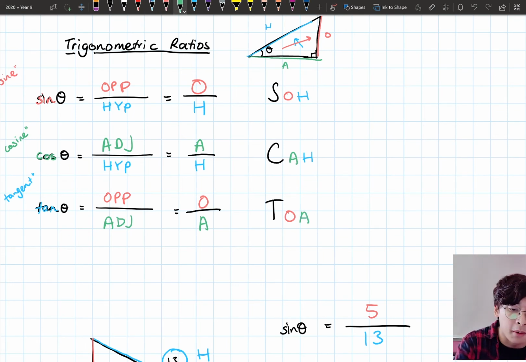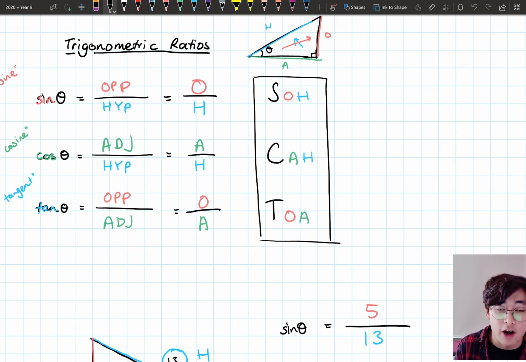So we use this acronym of SOHCAHTOA to help us remember what the 3 trig ratios are. Sine, or SOH, is opposite, O, over H. Cos is CAH, which is adjacent over hypotenuse, so A over H. And TOA, tan, is opposite over adjacent.